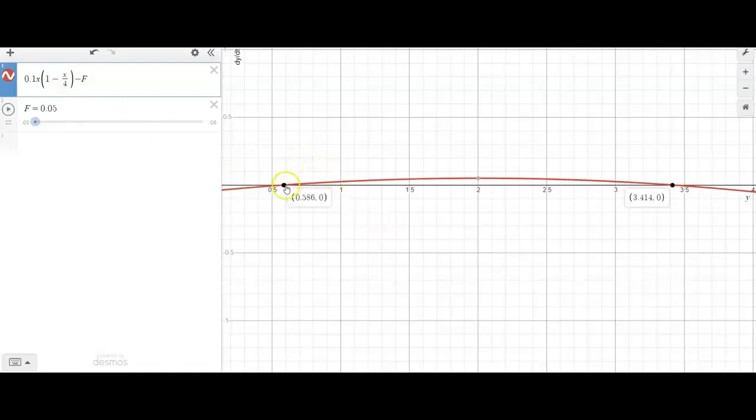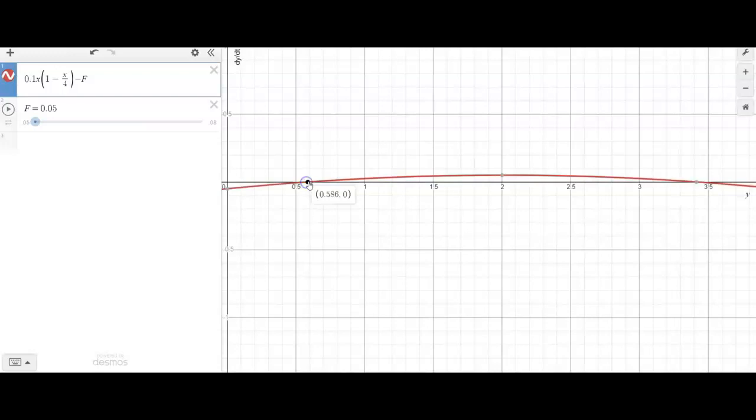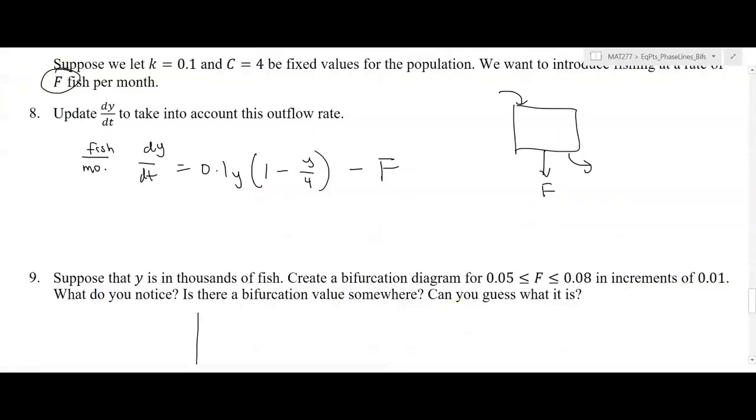Also, if you have fewer than 0.586 thousand, or 586 fish, then your population is going to go into extinction if you're going to fish at that rate. So we'll just say about 0.586 and 3.414.